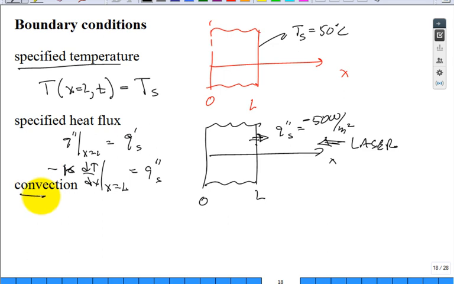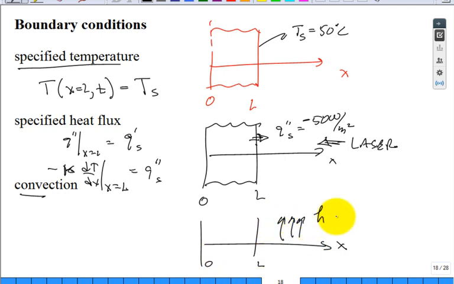Last one, convection. Okay, here it is. I'm redrawing it. There's L. This is x, goes from 0 to L. And out here, we have a fluid with h and T infinity. Well, what we're saying is the conductive flux, q double prime conduction, at a millimeter to the left of the surface L is equal to the convective flux into the fluid.